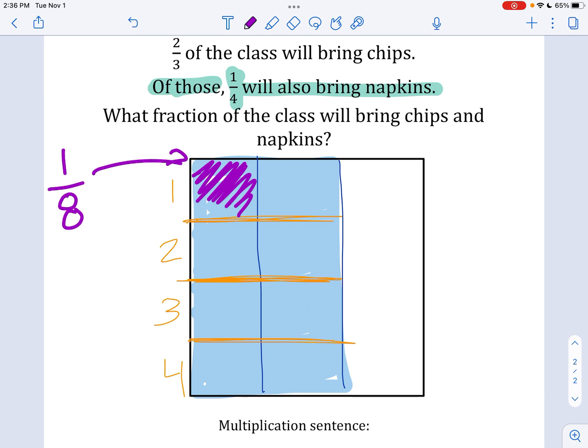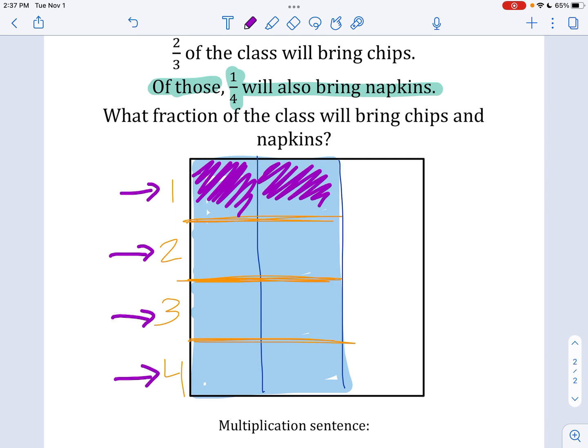These numbers in front, these gold numbers mean the rows. So because I got to 4 rows, I need to color in 1 whole blue row. This is a picture of 1/4 of 2/3.